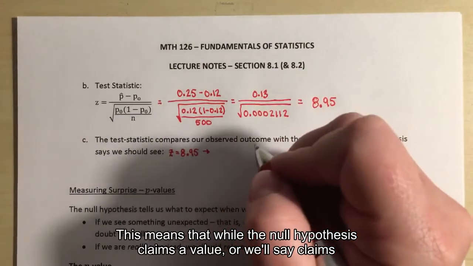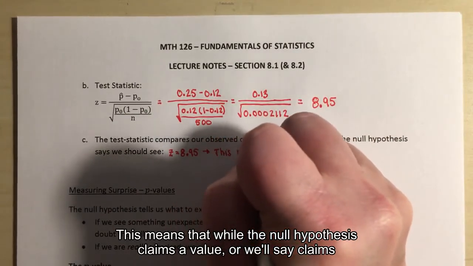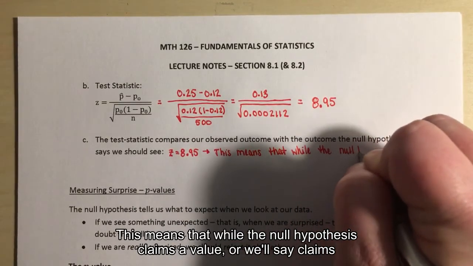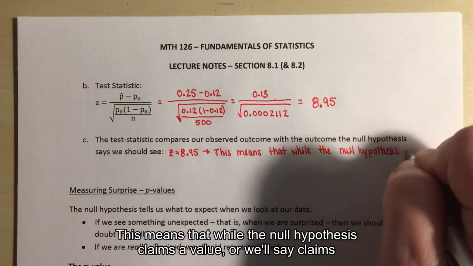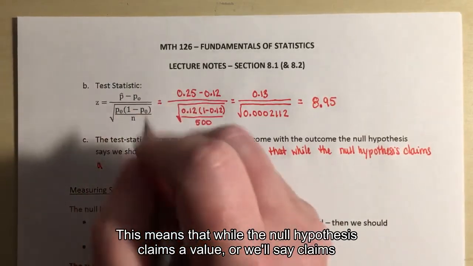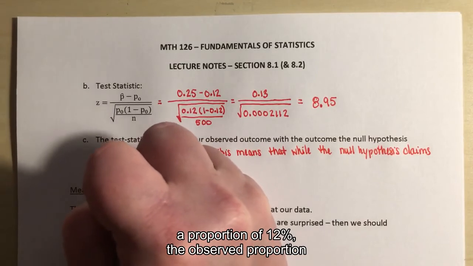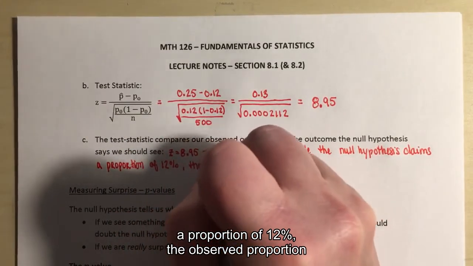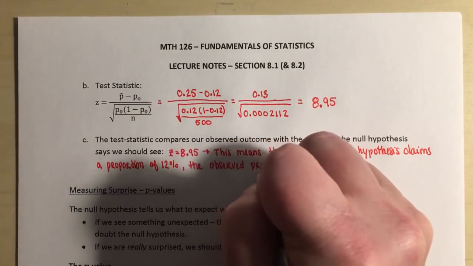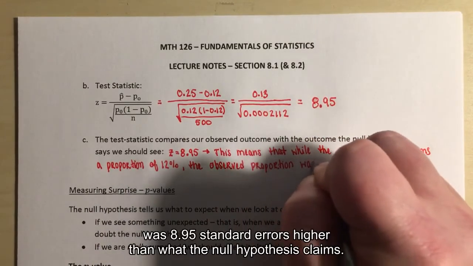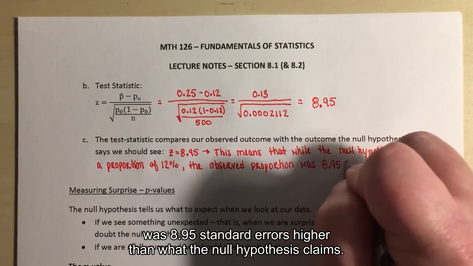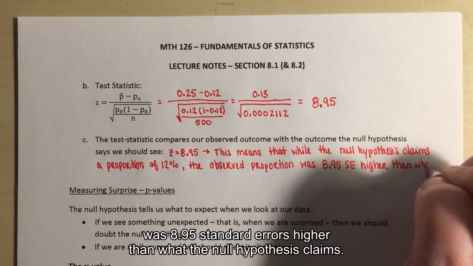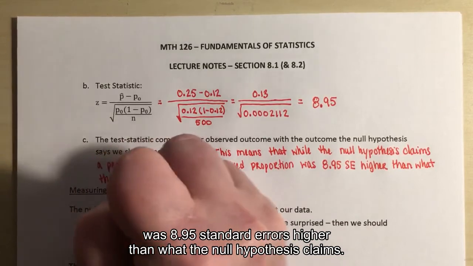So this means that while the null hypothesis claims a proportion of 12%, the observed proportion was 8.95 standard errors higher than what the null hypothesis claims.